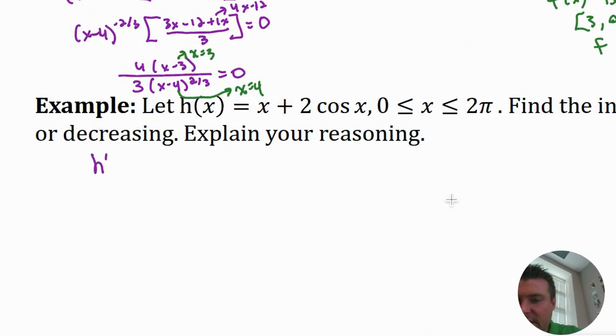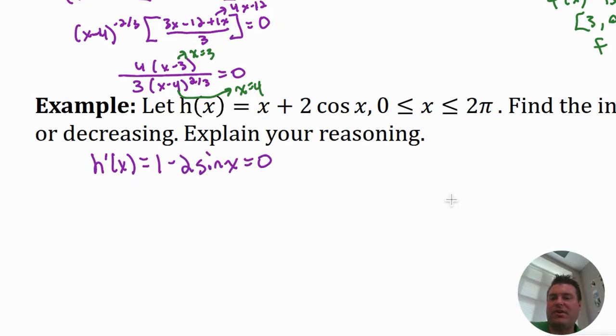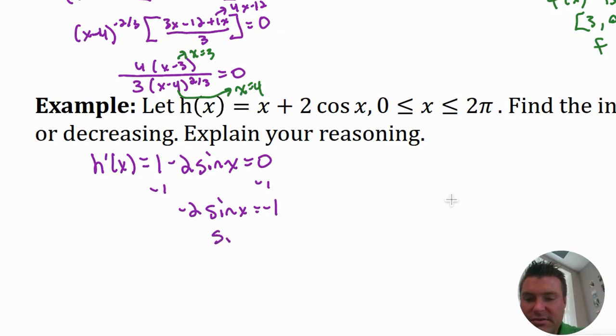It's easy to write. So h prime of x is equal to 1, and then the derivative of 2 cosine is going to be minus 2 sine of x. Set this equal to 0. This one doesn't have any ratio or anything, so it's pretty straightforward. We're going to isolate sine of x. Let's subtract 1 on both sides, and then divide by 2 in a moment. So you're going to get negative 2 sine of x equals negative 1. So sine of x, when we divide the negative 2 over, is going to give us 1/2.